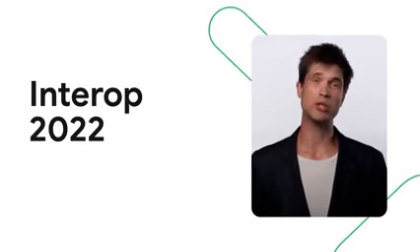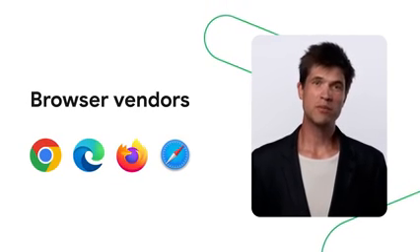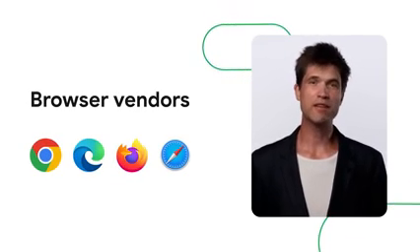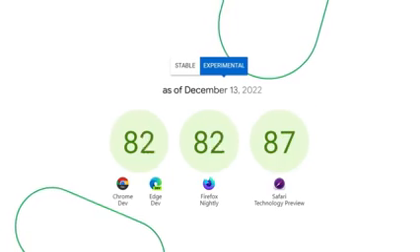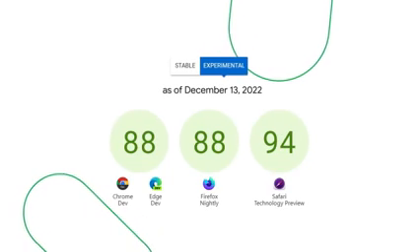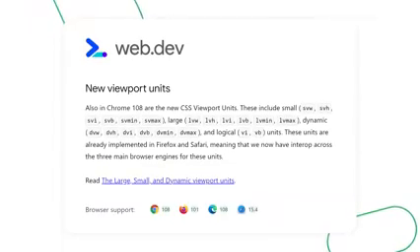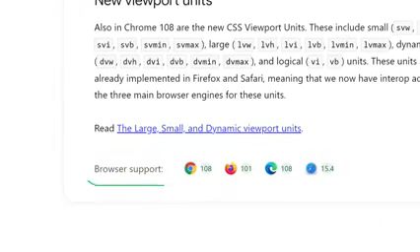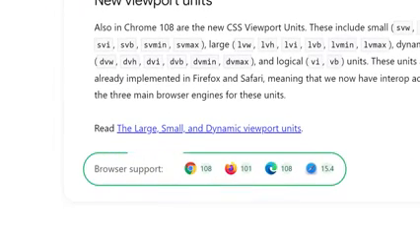Interop 2022. This is a joint effort between browser vendors to deliver new in-demand features and to fix problems with widely used features that web developers often struggle with. We're identifying the places where we can provide solid cross-browser information to help you build great websites and applications.